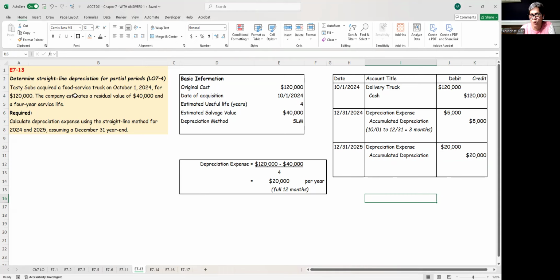So once again, in all these exercises, make a note of the date. When did you acquire it? What have they told you? So details are important, dates are important. Make a note of that. This first year depreciation expense is going to be different than the next few years until you get to the end. So with that, we'll move on to the next exercise.